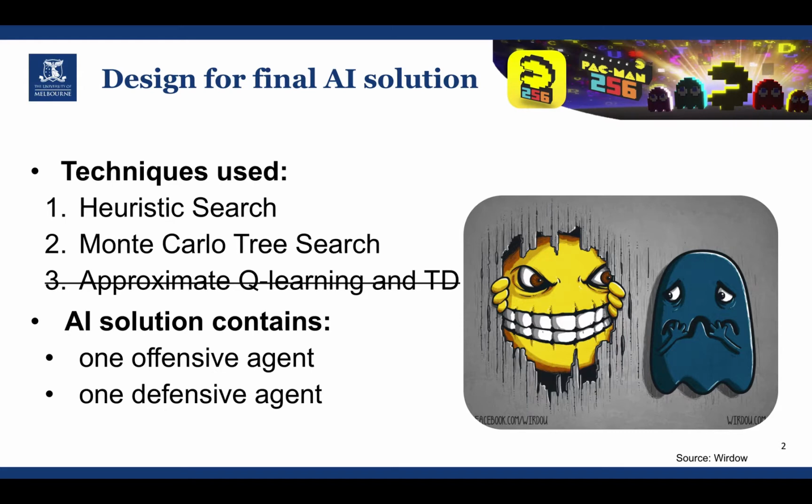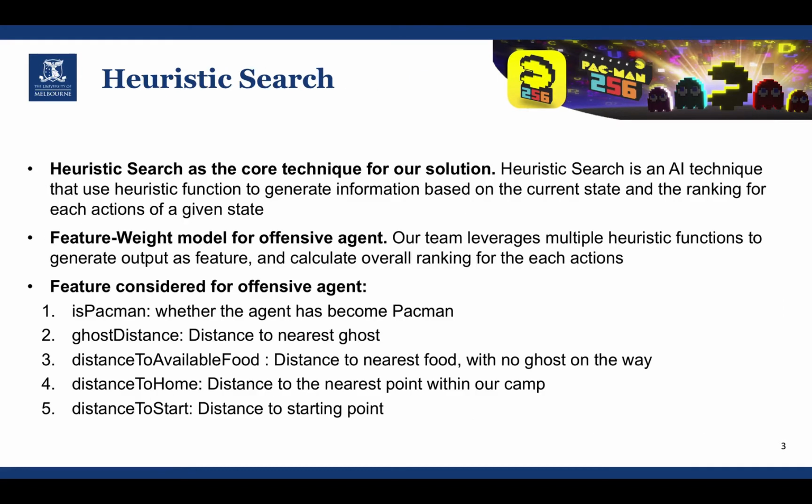We also tried approximate Q-learning and TD, but we found that the performance was not that good, and we will discuss this in the later part. Our AI solution contains one offensive agent and one defensive agent.